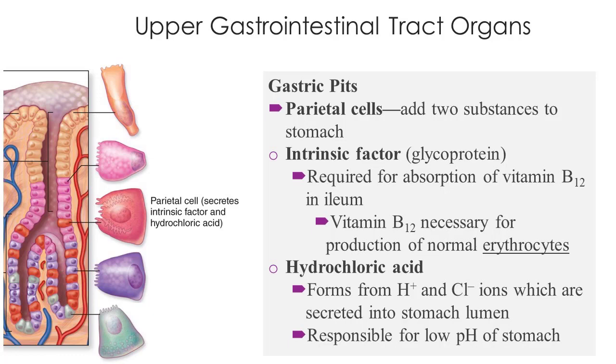And there's a condition where people are unable to produce intrinsic factor, and I believe that condition is called pernicious anemia. Now, this is important, don't get me wrong, but the other substance that parietal cells make is absolutely critical because they produce the HCl, the hydrochloric acid.